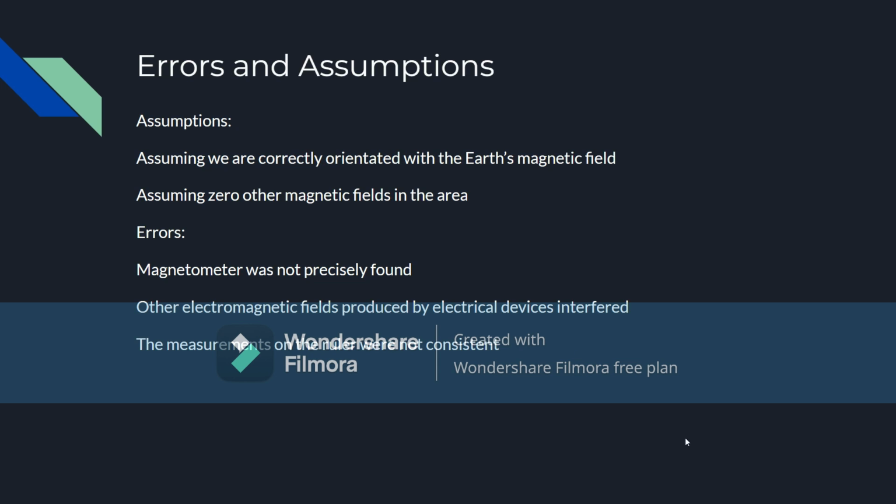Errors and assumptions. Assumptions. Assuming we are correctly orientated with Earth's magnetic field, we are assuming that zero other magnetic fields are in the area. Errors. The magnetometer was not precisely found. Other magnetic fields produced by electrical devices interfered with our readings, and the measurements on the ruler were not consistent.